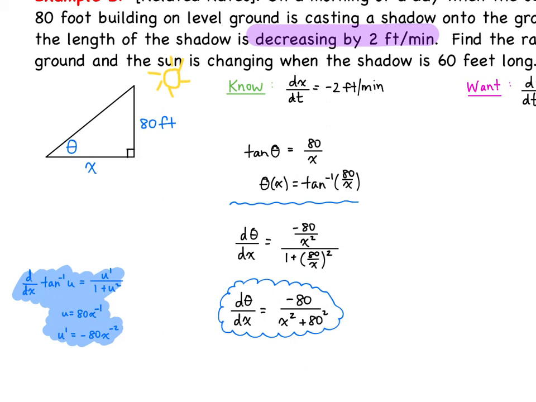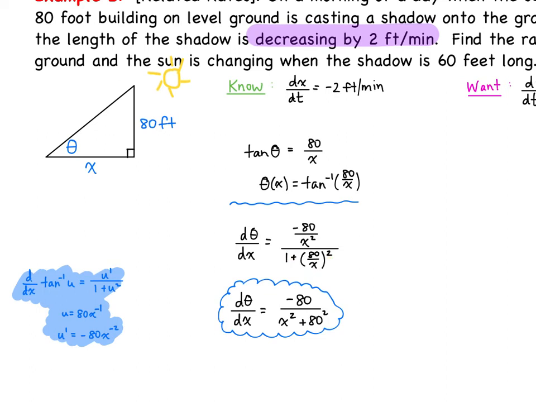Now to find d theta/dx, remind yourself that the derivative of the inverse tangent, or arctangent, of u is u prime over 1 plus u squared. If u is 80 times x to the negative 1, u prime is negative 80 x to the negative 2. So d theta/dx is that u prime, negative 80 over x squared, over 1 plus u squared.